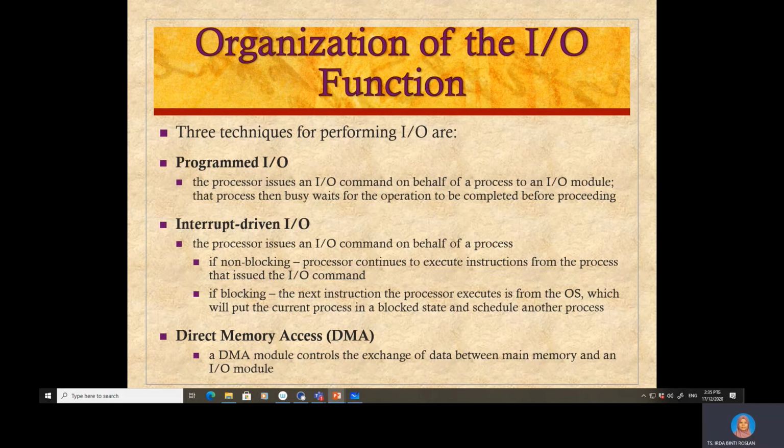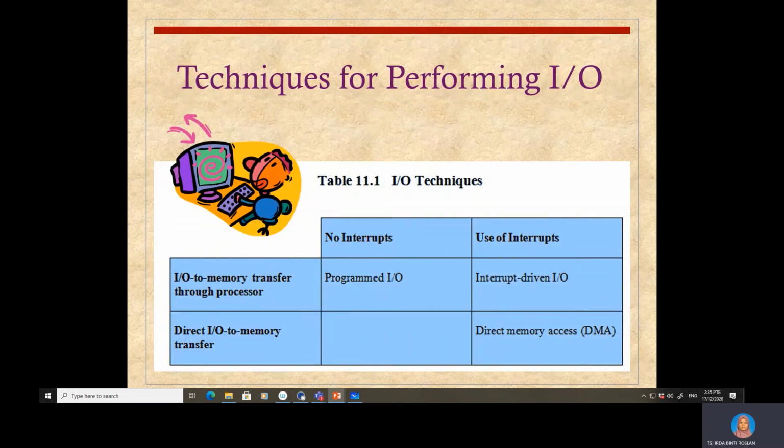And the third one is direct memory access. A DMA module controls the exchange of data between main memory and an I/O module, without the interruption of the processor. It will not use the processor to issue the I/O command on behalf of the process. It does not use the processor in between. So we shall see the difference between these techniques. The I/O to memory transfer through the processor.